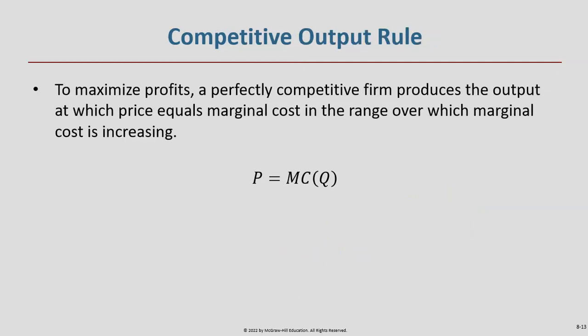Okay, so the profit maximizing competitive output rule is that a competitive firm should produce output where the price or the marginal revenue is equal to the marginal cost. And this is just an application of the equimarginal principle. Okay, and this is the rule that we derived, that we worked through in the context of chapter 5.